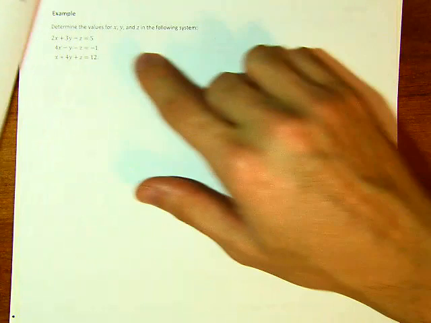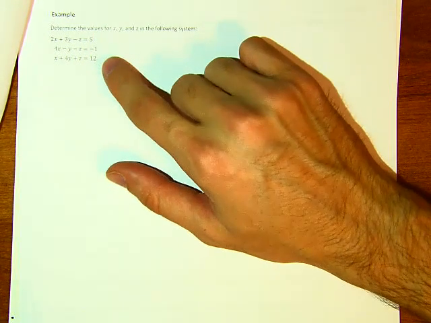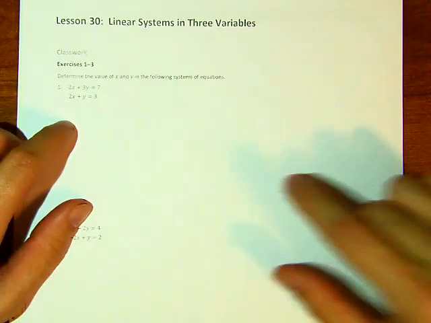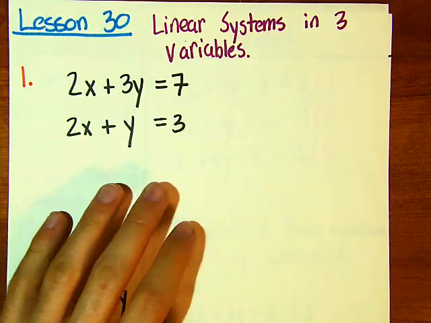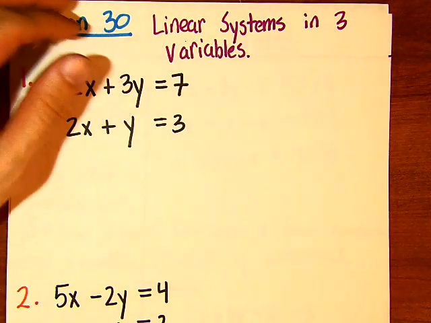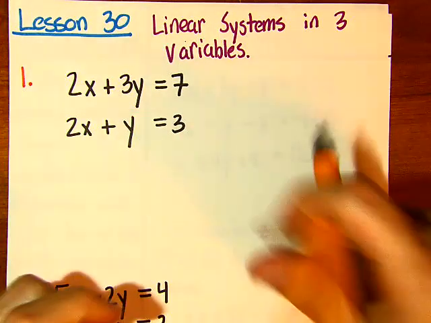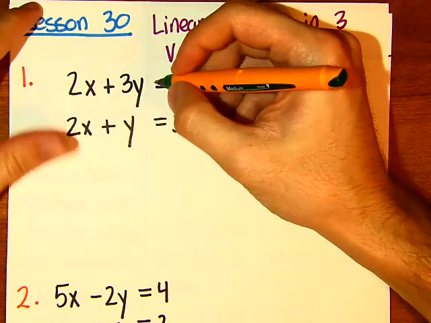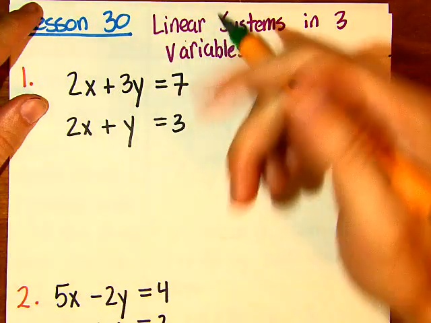And in the lesson, I show you exactly how to solve for three variables. So let's say you want to see the solution for the first system. Let's do famous YouTube pens. Let's go with, no black right now. Let's do green. Okay, so what is the game plan?